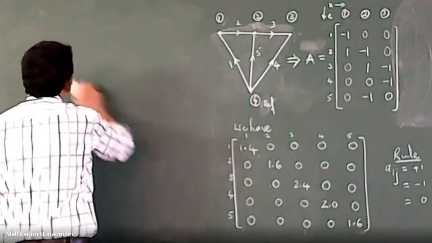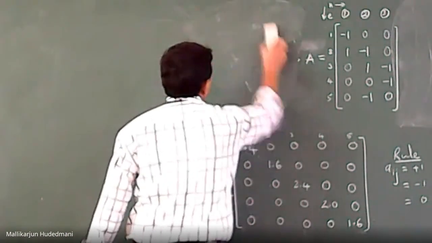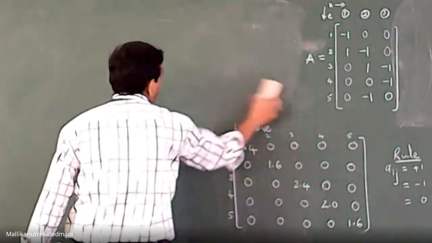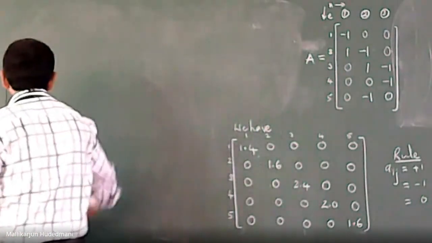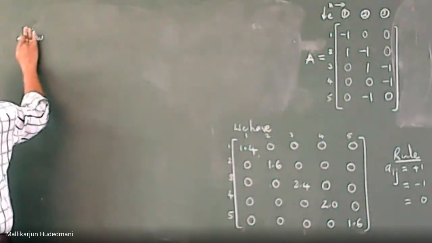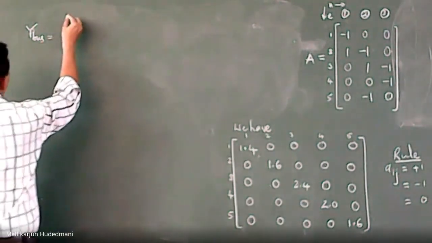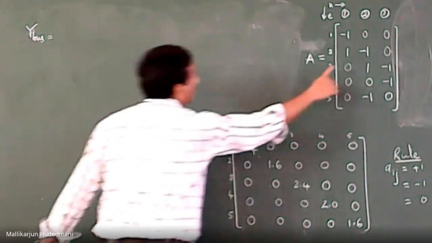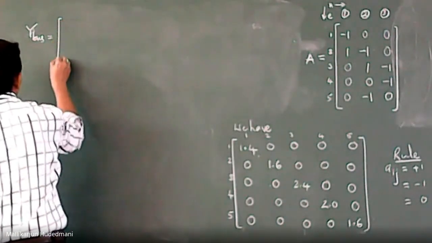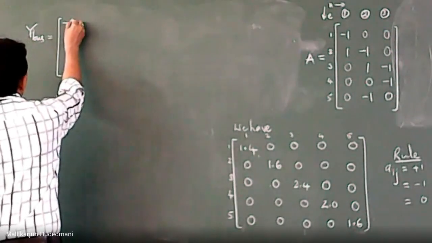Okay. I will just take out this also, not required for me at this time. The only required things are A transpose and Y primitive. So I write here Y bus is equal to A transpose. What is A transpose? Transpose of this. I make it as a matrix of what? Rows to column interchange.